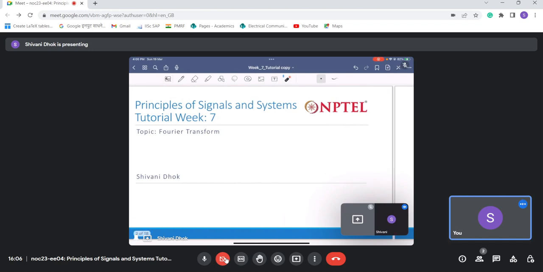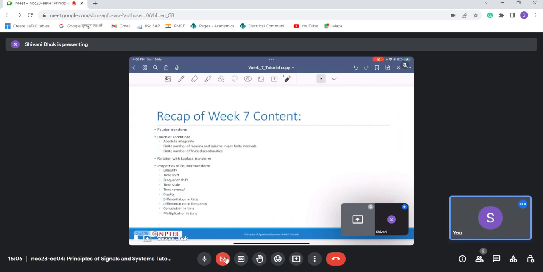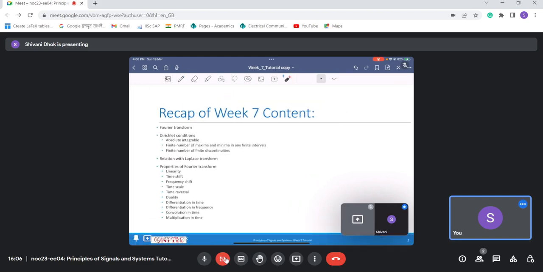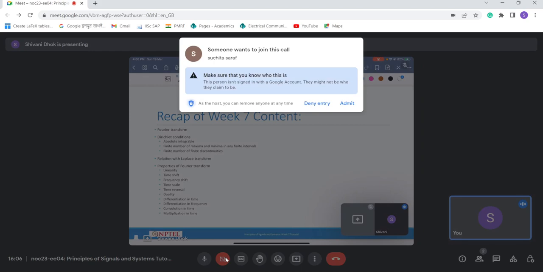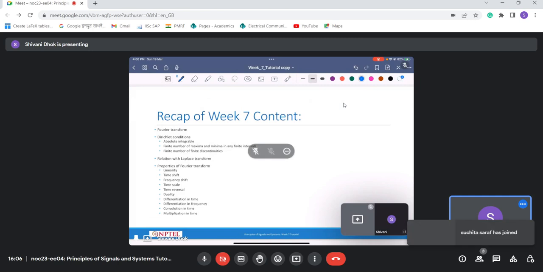So to begin with, let's start with the recap of the content that was covered in the 7th week. This 7th week started with the definition of Fourier transform and Fourier transform for continuous time signals.